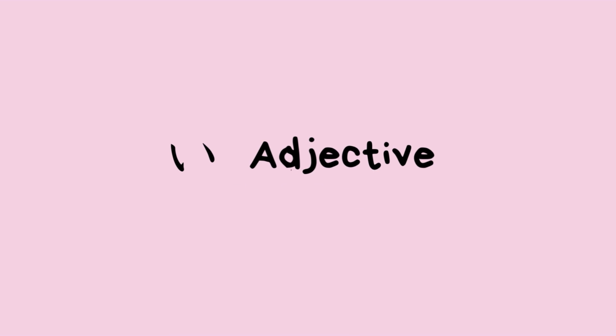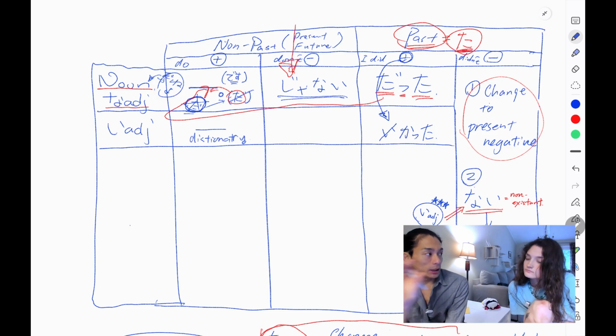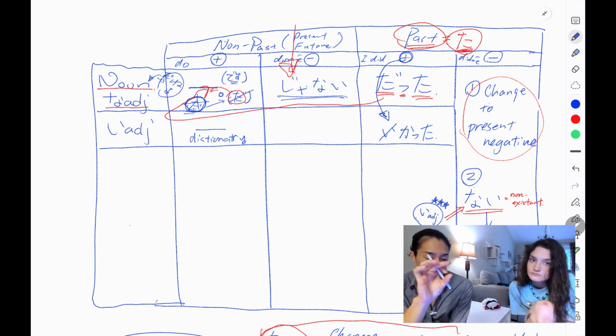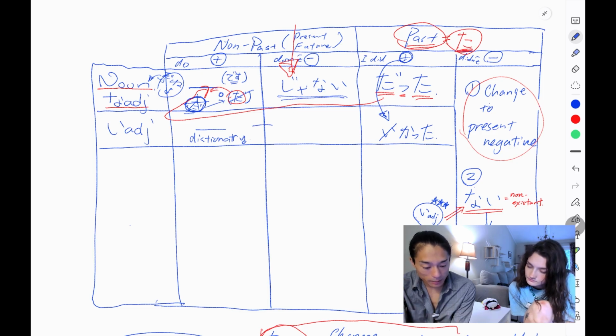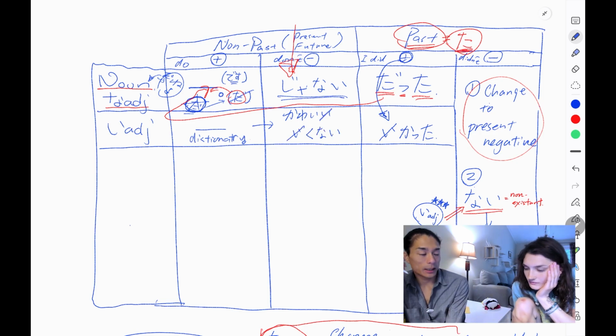For an I adjective, the non-past or present positive is the original dictionary form, like oishii, delicious, or kawaii. No change is needed. For negative, for example, if you want to change kawaii to negative, not cute, take off the i and then add kunai. So what would it be? Not cute.